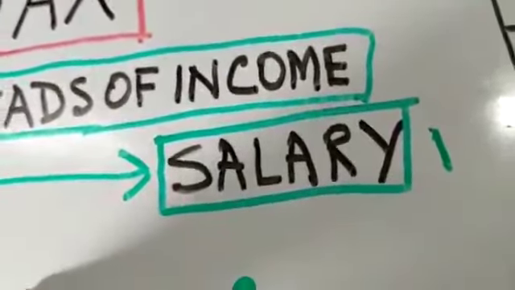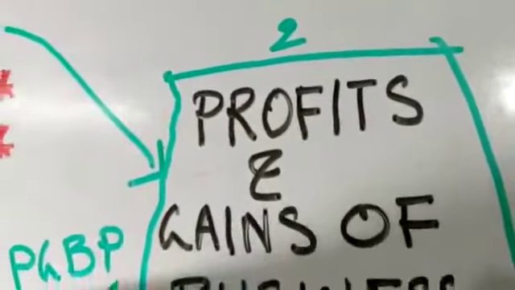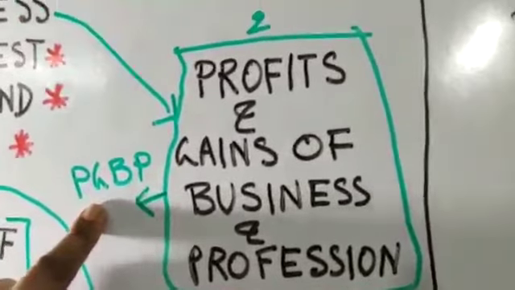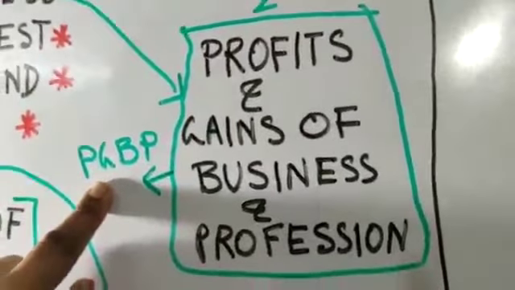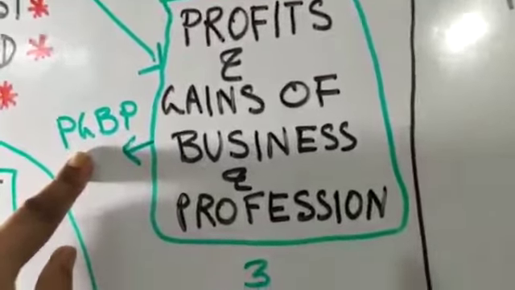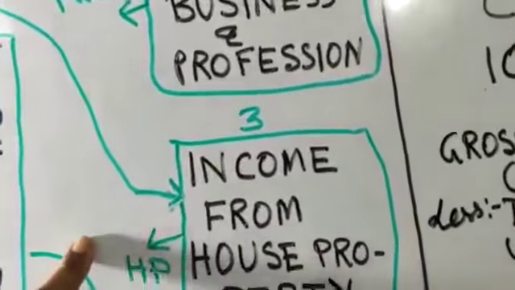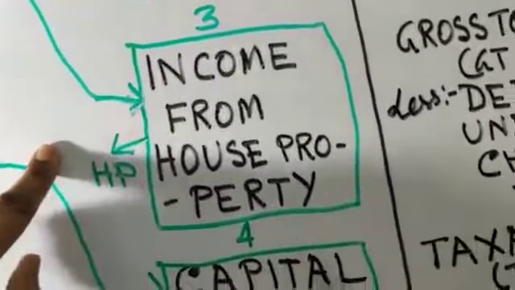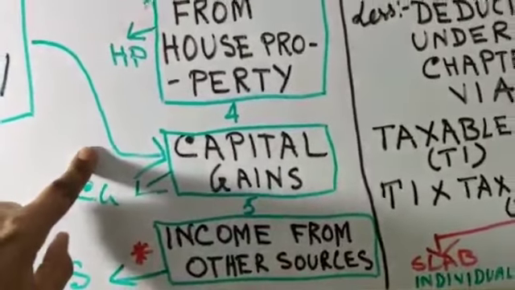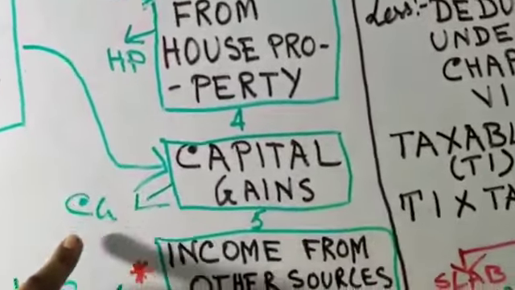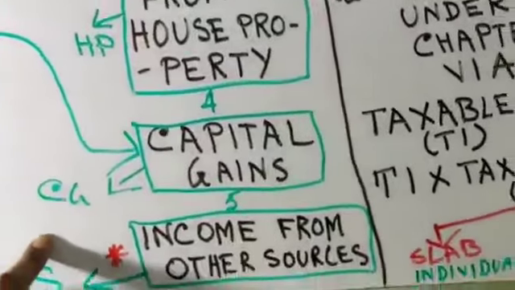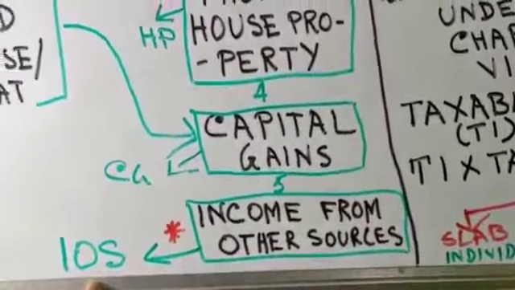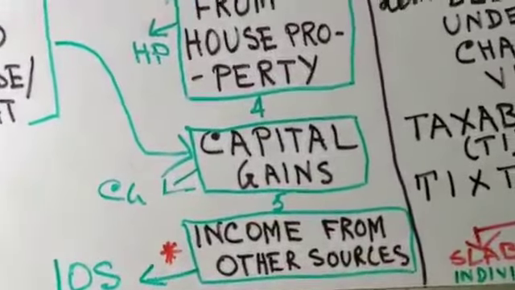First head of income is salary. Second head of income is profits and gains of business and profession. In short form it is known as PGBP, profits and gains of business and profession. Third head of income is income from house property. Fourth head of income is income under the head capital gains. In short, we call it CG. Fifth head of income is income from other sources. We call it IOS in short form.